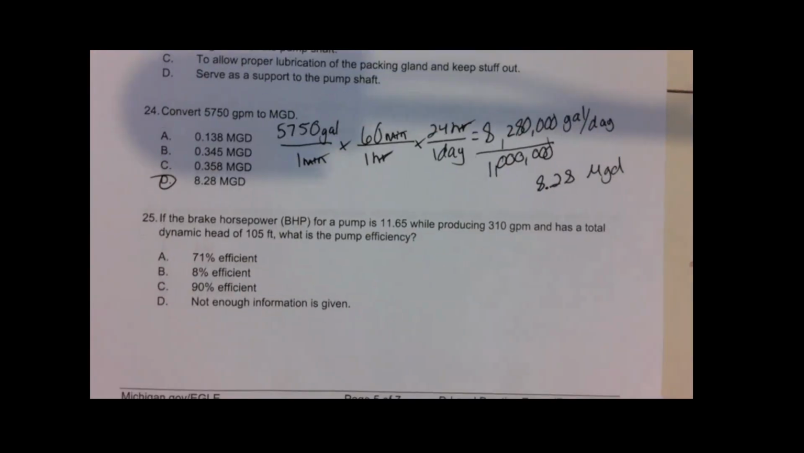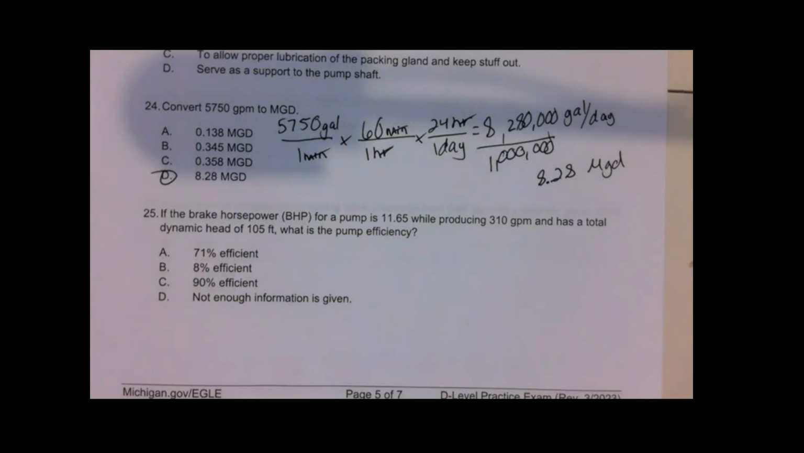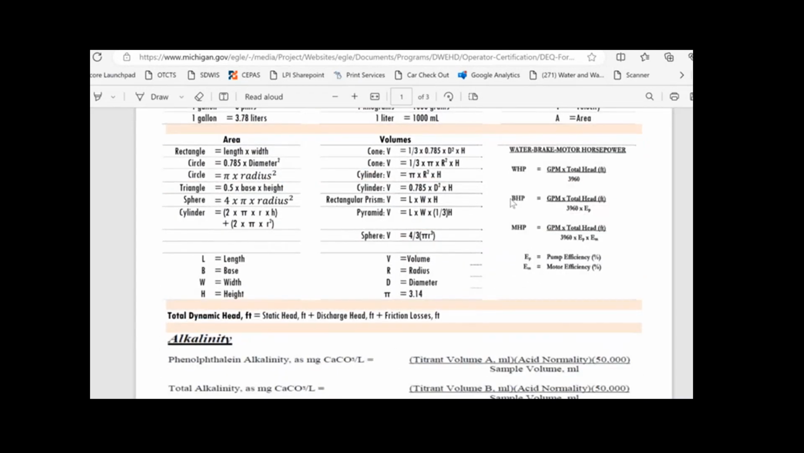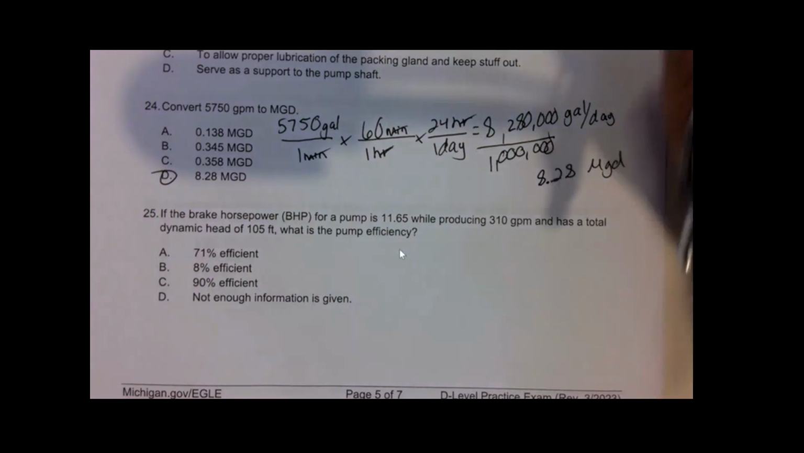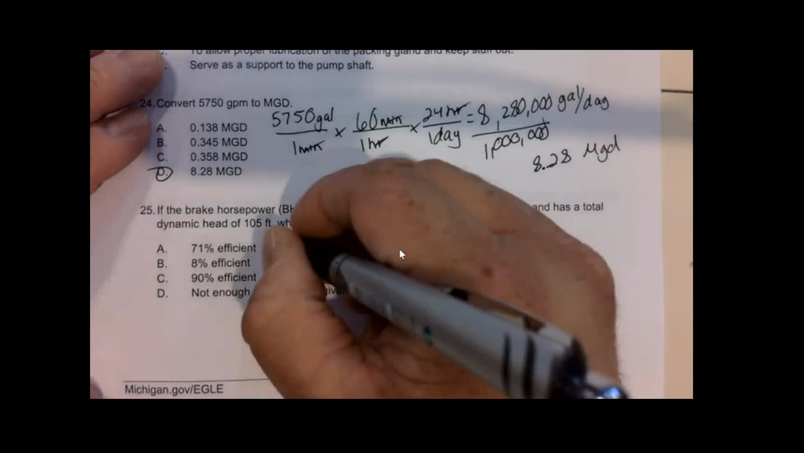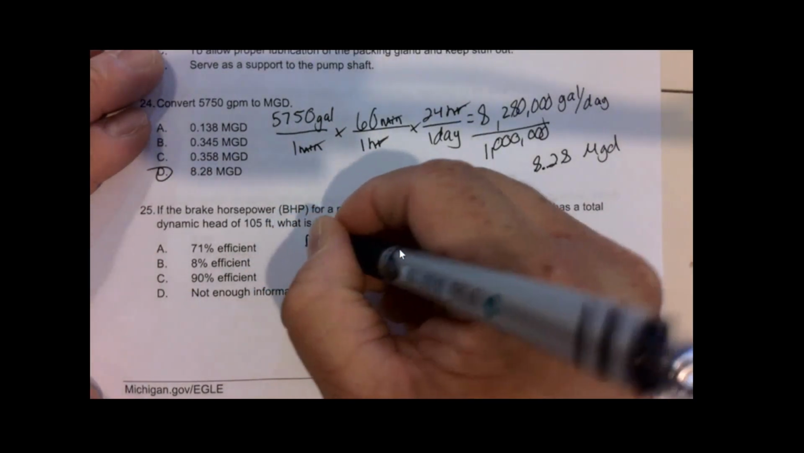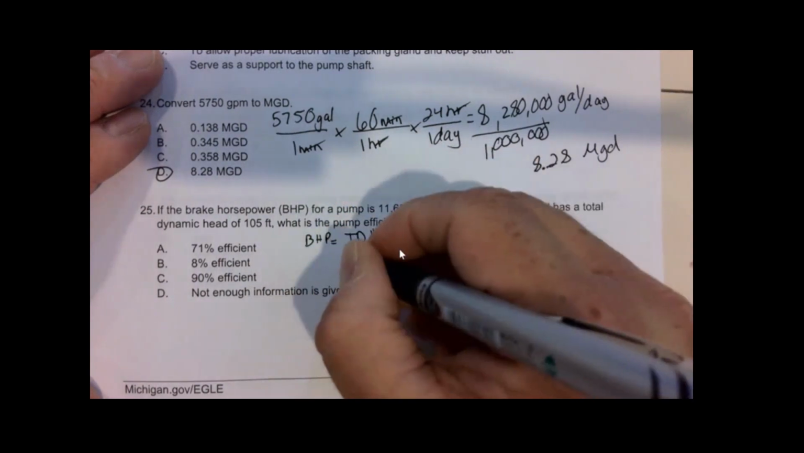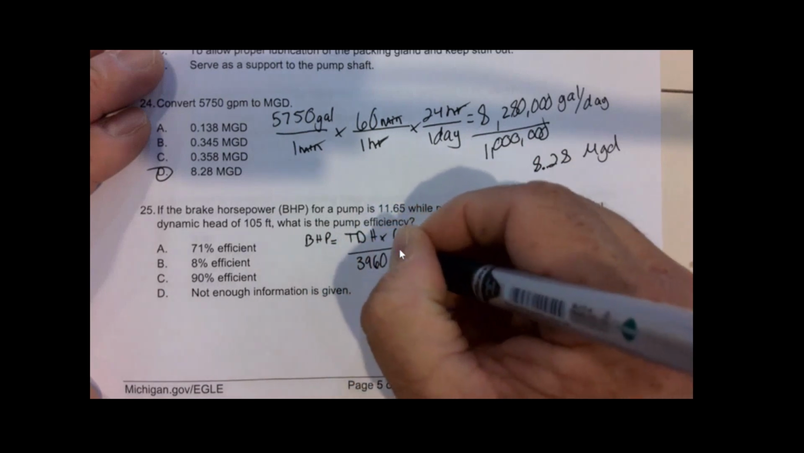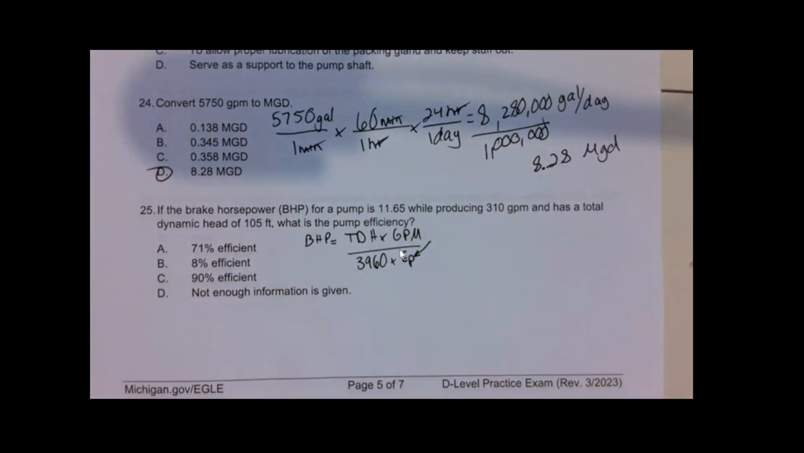All right, well, the next one is going to require a little bit of, so first off, you're going to have to use the math formula sheet. BHP stands for brake horsepower here, okay? So if the brake horsepower is 11.65 while producing 310 gallons per minute, and has a total dynamic head of 105, what is the pump efficiency? So first off, you're going to have to know the formula. BHP equals TDH times GPM over 3960 times EP. This right here is what we're looking for, okay?